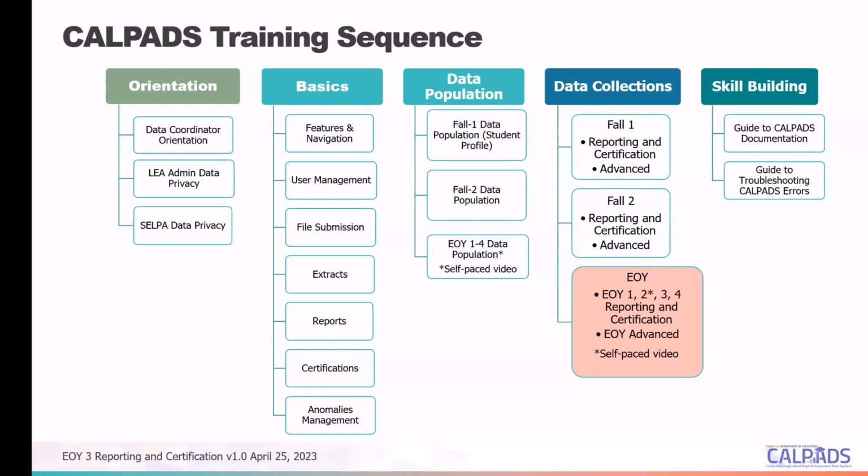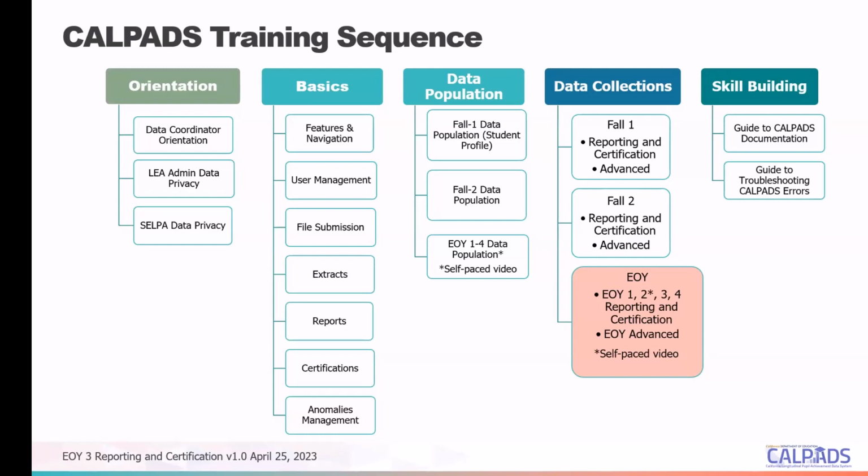From left to right is the order, or at least a visual representation of the order of courses that you should take. If you are submitting end of year data, you should have taken the orientation set of trainings or be familiar with CALPADS, right? The basic set of trainings, or be familiar with using CALPADS, CALPADS navigation, uploading files, so on and so forth. Then data population, right? You should be familiar with the data elements, the transaction types of the different files, some of the reporting nuances. That's the kind of information in data.